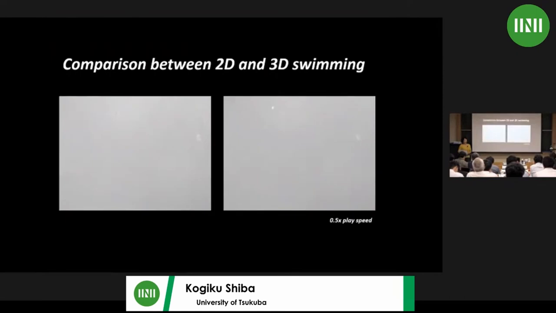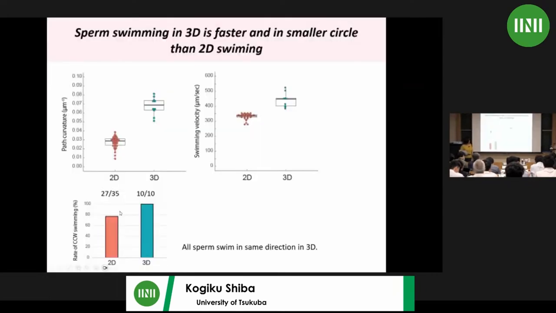So here I show you that in 2D space, sperm swim in circles, but almost in the same direction. So we analyzed the swimming rotation direction, in 2D and 3D. In 2D, almost 80% of the sperm show counterclockwise swimming, but 20% are clockwise. But in the 3D condition, all sperm show counterclockwise swimming. The same rotation. It is very interesting.